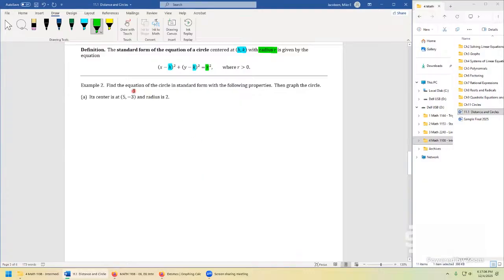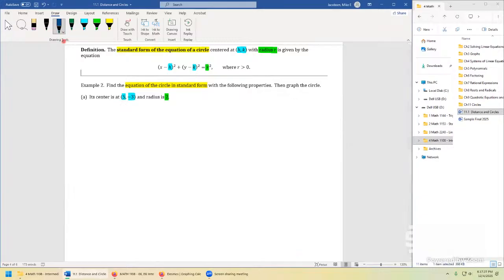So this one tells us to start out, the center of this circle is at 5, -3. It has a radius of 2. So to find the equation of the circle, that's not too bad. We'll write it out in standard form. All we need to do really is plug in the information.